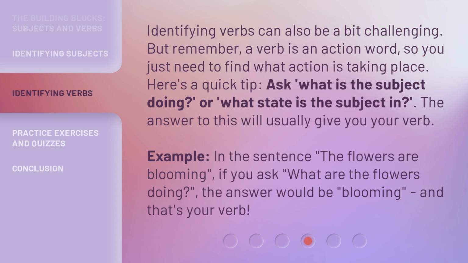Identifying verbs can also be a bit challenging. But remember, a verb is an action word, so you just need to find what action is taking place. Here's a quick tip. Ask, what is the subject doing? Or, what state is the subject in? The answer to this will usually give you your verb. Example. In the sentence, the flowers are blooming. If you ask, what are the flowers doing? The answer would be, blooming, and that's your verb.